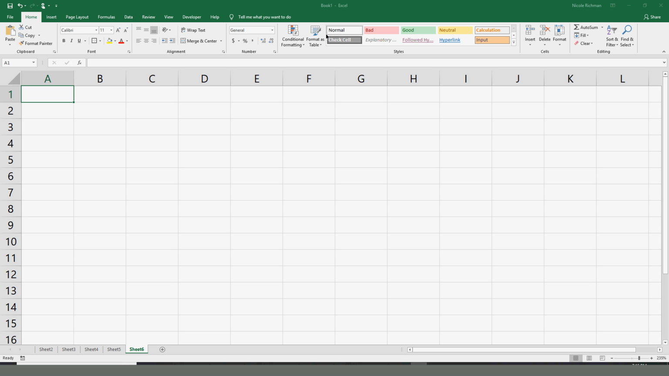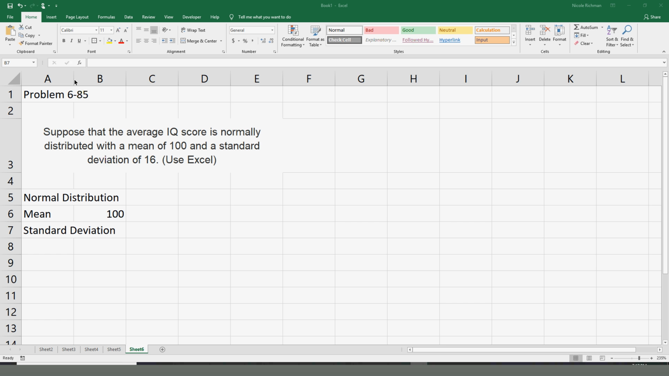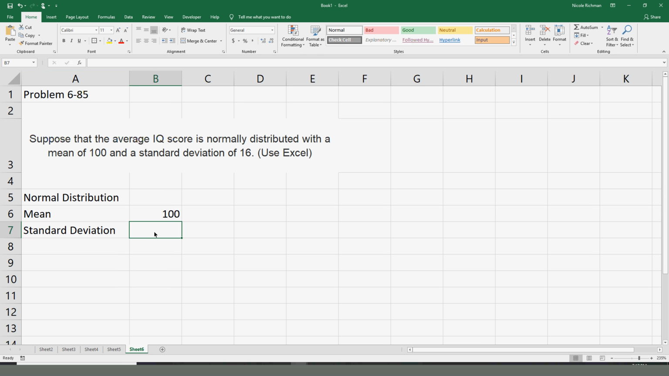So now we want to find an average of IQ scores normally distributed. So this gives us an idea that we're going to do normal distribution. It has a mean of 100, so let's put that information in here. The mean is 100, and standard deviation is 16.